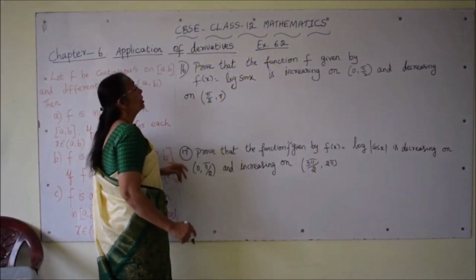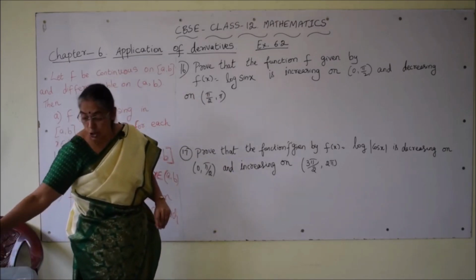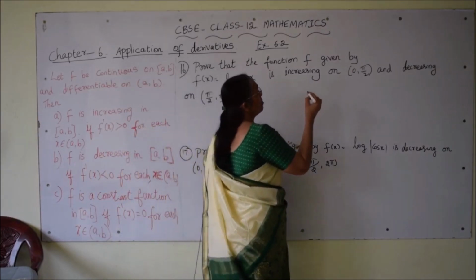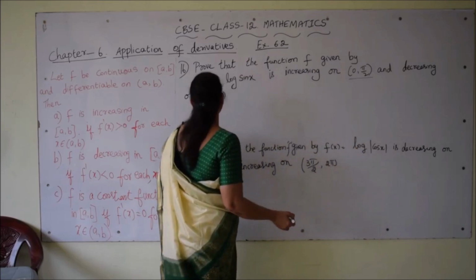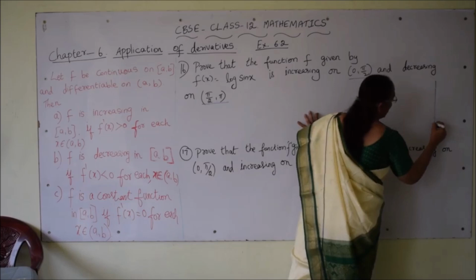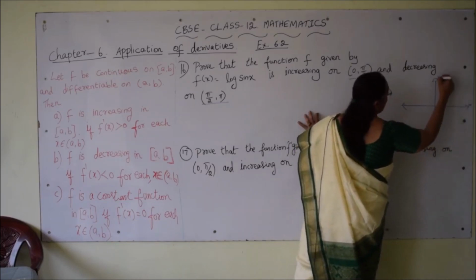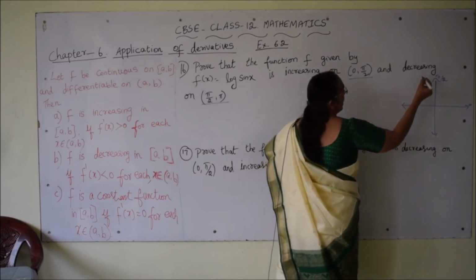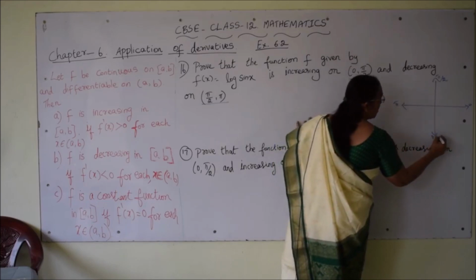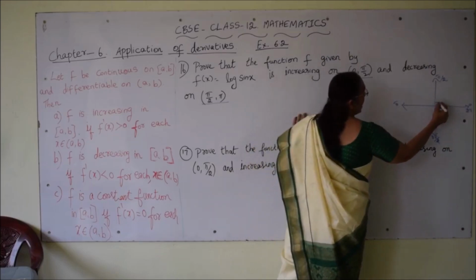Problem number 16, prove that the function f given by f of x equals log sin x is increasing on the interval 0 comma pi by 2 and decreasing on pi by 2 comma pi. Now, let us draw the quadrants first. Here the first quadrant is taking the values 0 to pi by 2, the second quadrant pi by 2 to pi, the third one pi to 3 pi by 2, and the fourth quadrant 3 pi by 2 to 2 pi. So, each one is 90 degrees.